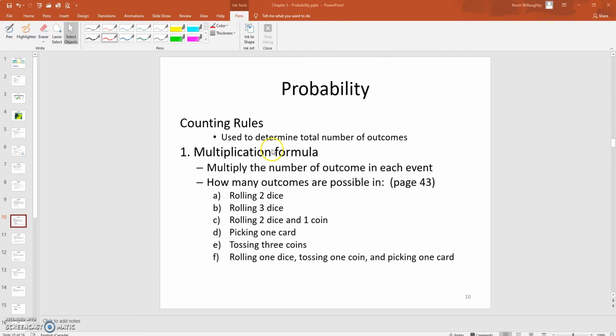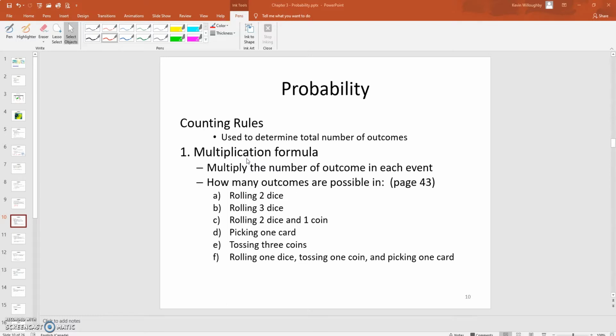The typical question in this section, which is section 1 in your Chapter 3 review questions, is basically asking how many outcomes, how many different ways can certain things occur. So you just remember that when you're doing some of these questions.